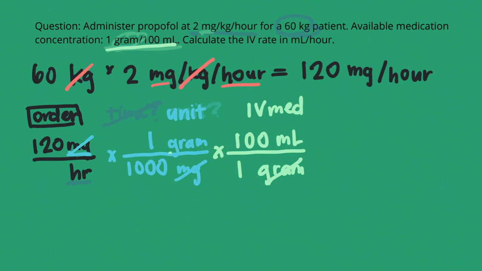The gram here will cancel the gram there, and we are left then, let's double check, with milliliters per hour, which is exactly what we want. So you see how the labels can keep you on track to make sure that you're solving for the right thing and you're not leaving out a step. Now let's go ahead and finalize this by doing all the math. We'll have 120 times 1 times 100, which gives you 12,000.